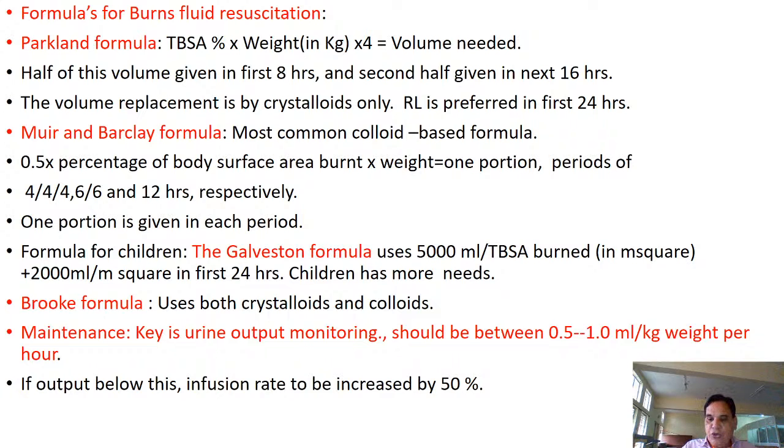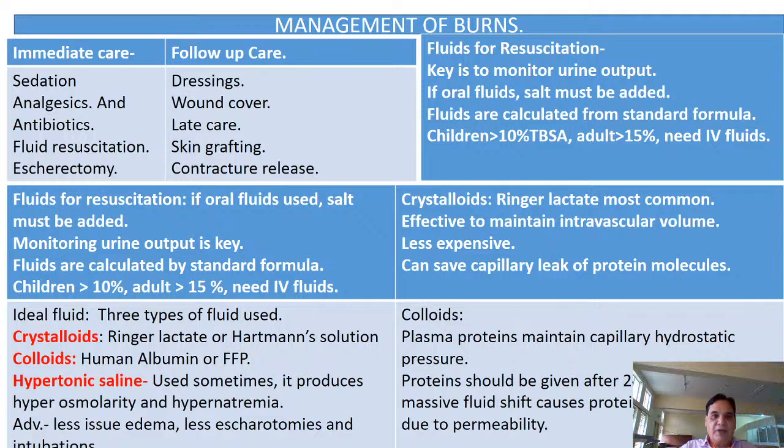What should it be? It should be between 0.5 to 1 ml per kg body weight per hour; 1.5 is ideal. Below 0.5, the patient goes toward anuria. If output is below this, what do you have to do? You have to increase the infusion rate. So these are the different formulas. So this is the chart. If you remember, you can write down everything regarding the management of burns.